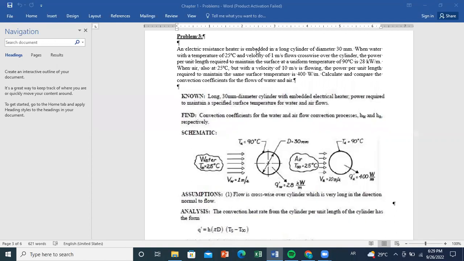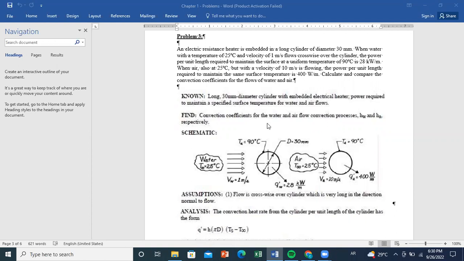meter. On the other hand, if we have air at 25 degrees, but moving with a velocity of 10 meters per second, the power per unit length required to maintain the same surface temperature is much larger. We need 400 watt per meter. Calculate and compare the convection coefficients for the flows of water and air.